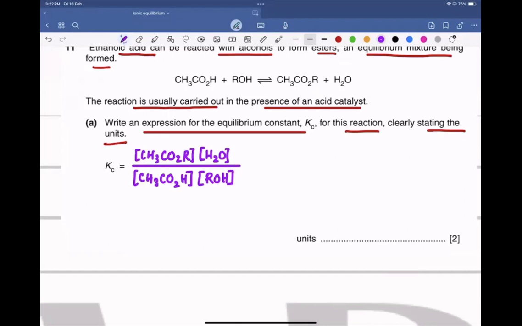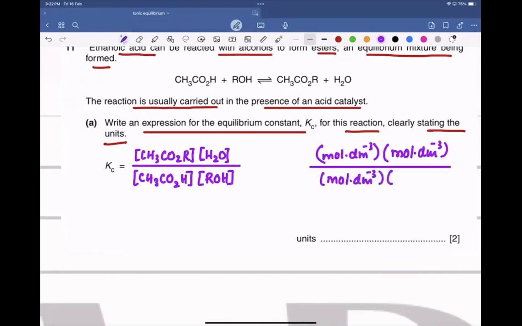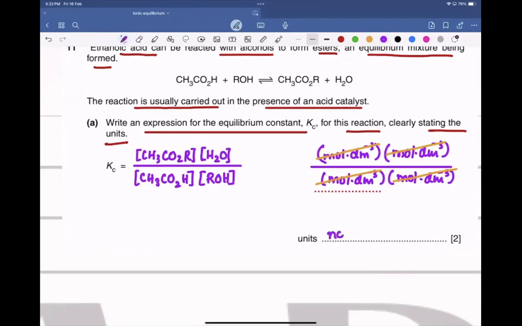Now, if we go for the units, in the numerator we have the concentration of two substances, so mole per dm cube times mole per dm cube. And in the denominator also, we have the concentration of two substances, so mole per dm cube times mole per dm cube. They all cancel out and we get no unit. Is this clear to all of you?